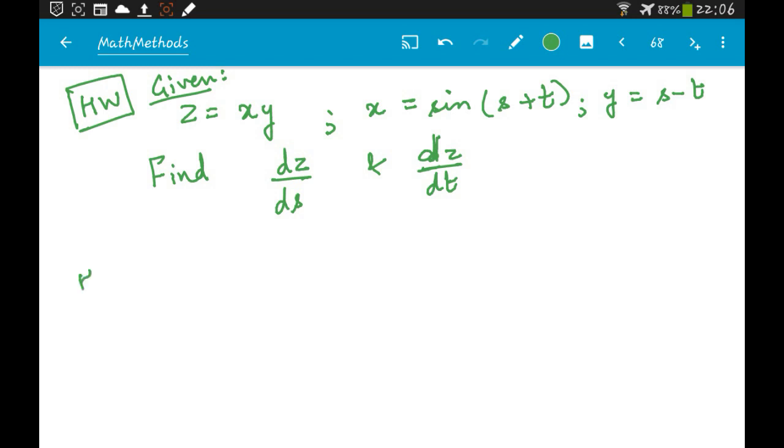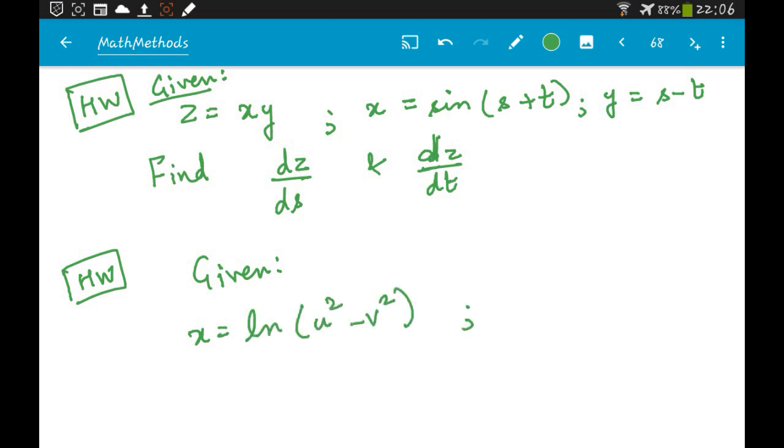Another homework is, given x is equal to ln(u² - v²), u is equal to t², v is equal to cos t. Find dx/dt.